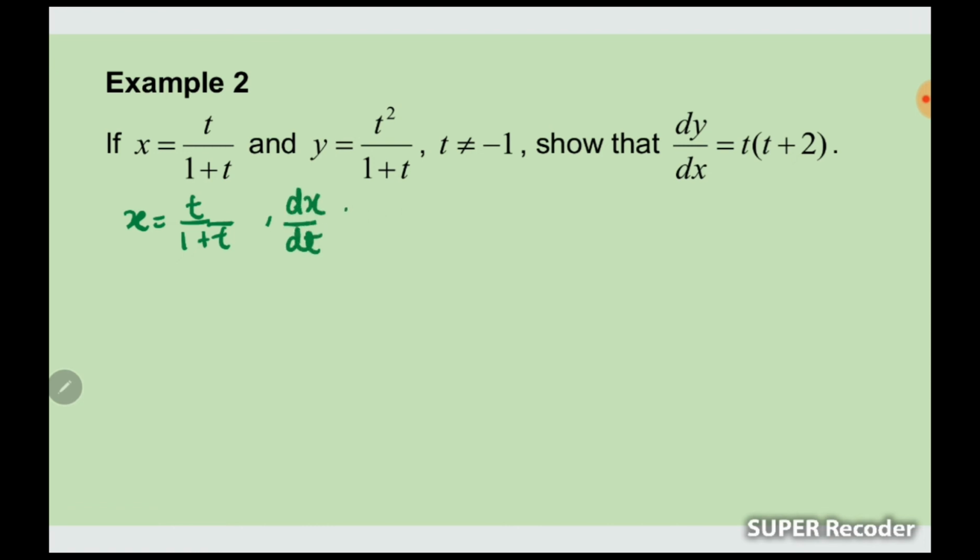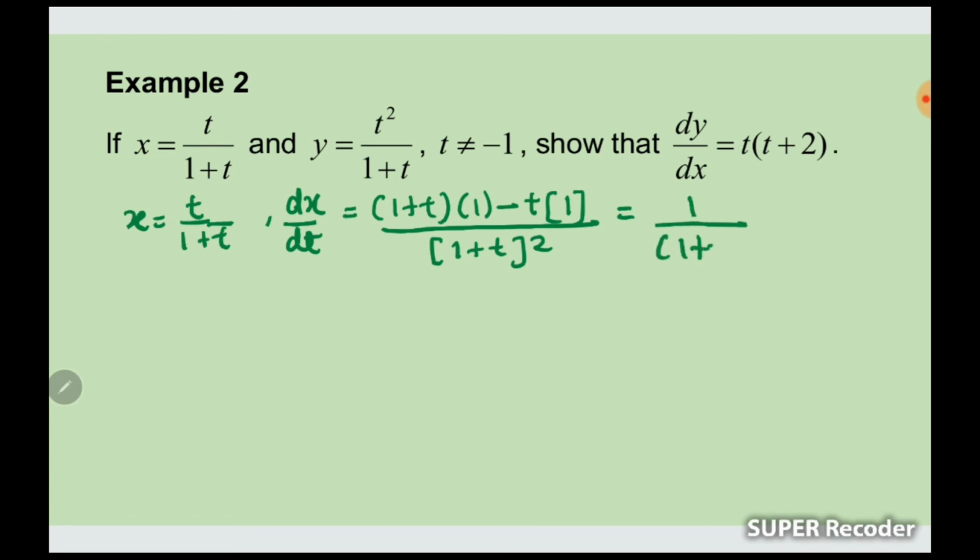We will use the quotient rule here, where u is t and 1 plus t is v. So dx/dt is equal to v u prime, v is 1 plus t, u prime, differentiate t is 1, minus u, differentiate 1 plus t, the answer is 1. Don't forget to divide by v squared, that is 1 plus t squared. So simplify, you will get 1 over 1 plus t squared.